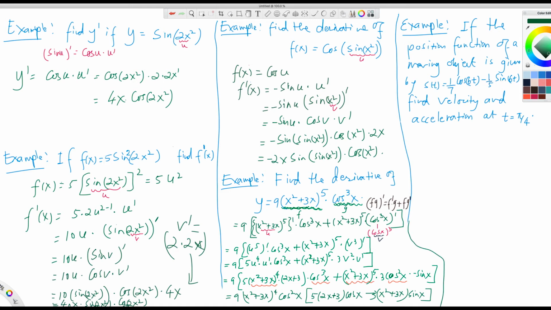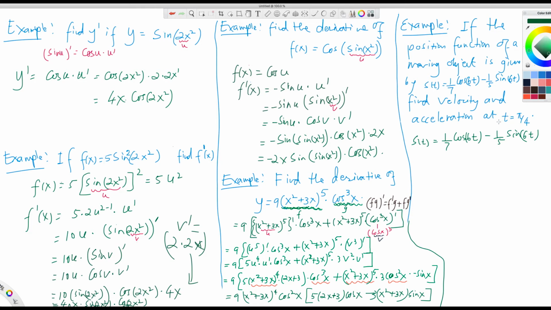Okay, so let us do the last example for this section. It says, if the position function of a moving object is given by s of t equals 1/7 cosine 6t minus 1/5 sine 6t, you want to find the velocity and acceleration at t equals pi over 4.